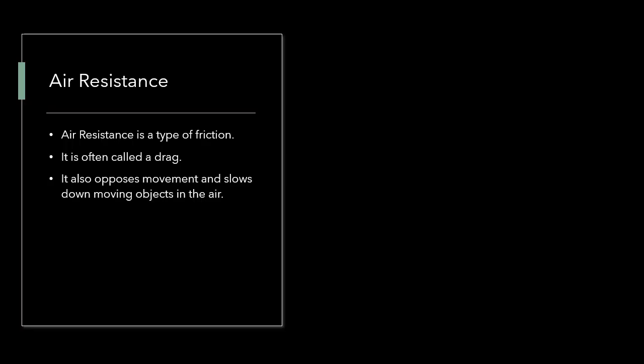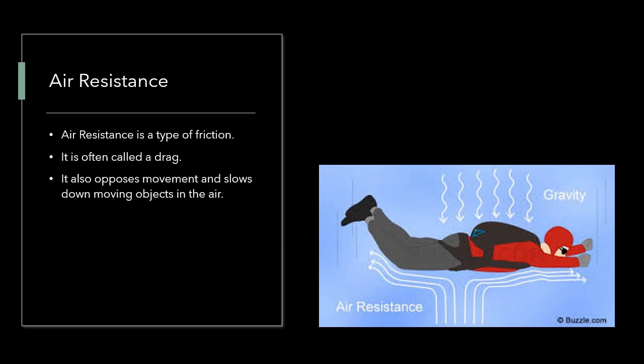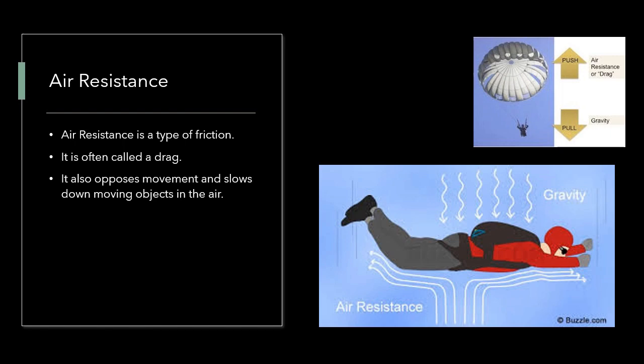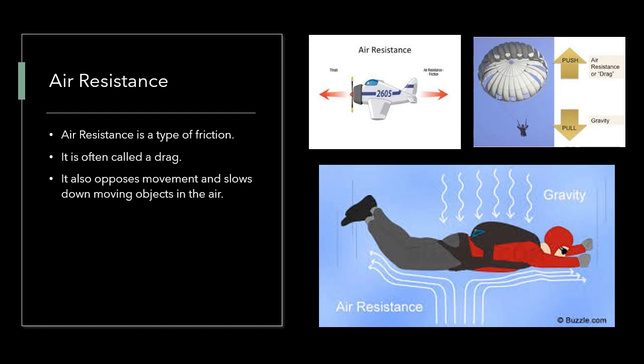Air resistance. This is a type of friction, and we can also call it drag. Air resistance also opposes movement, and it slows down a moving object in the air.